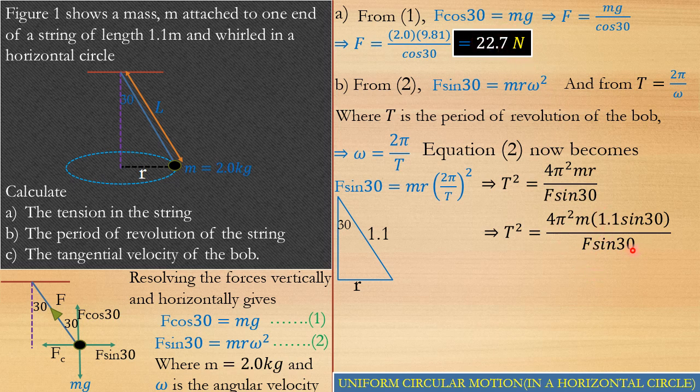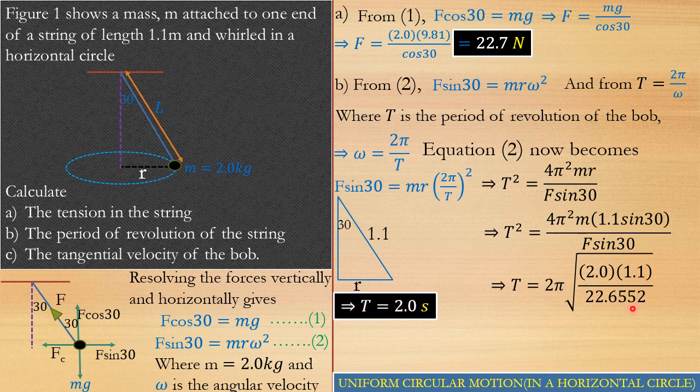Good. So friends, if we take the square root on both sides and plug in our values, we are going to have our period T to be the same as 2 pi, because if we square 4 pi square, we're going to have 2 pi coming outside. Then we have our m, which is 2.0. Sine 30 will cancel sine 30 here, so we have 1.1 all over f. This answer gives us 22.6552 to 4 decimal places.